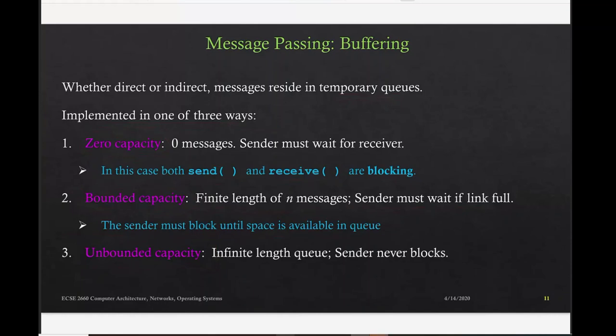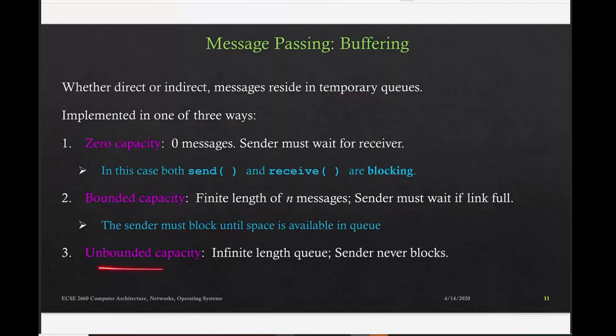So the receiver has to get those messages and empty out the queue. Maybe it does that on a first in first out basis, or it does it in a different scheme. But whatever it is, it has to get those messages, empty some space, and then the sender can unblock, right? So if the buffer is full, which happens in the case of a bounded capacity buffer, the sender should block until there is space available in that queue.